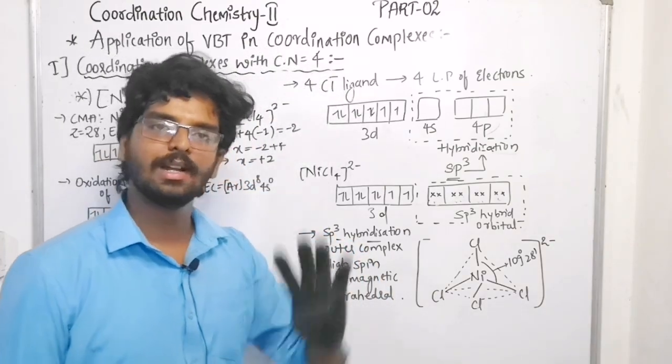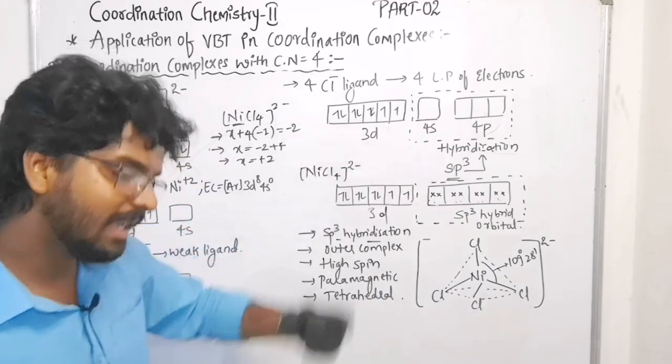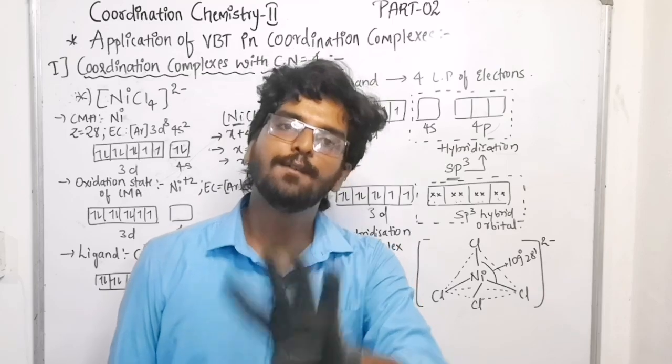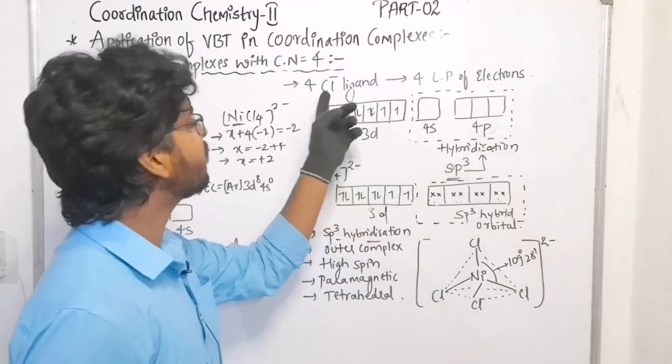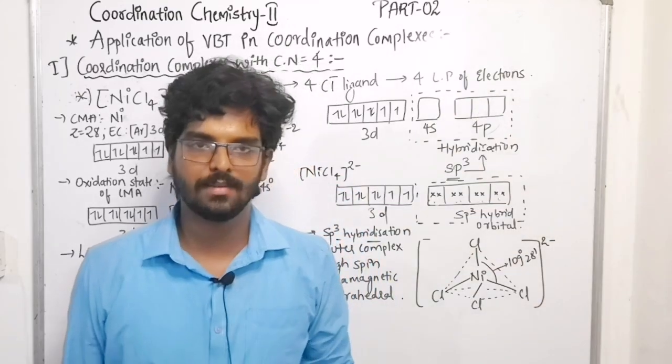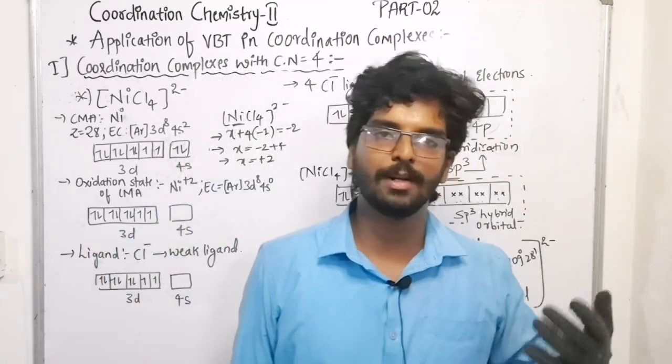So there are 4 Cl minus ligands. How many ligands are there? 4 Cl minus ligands are there. Each Cl has the capacity to donate 1 lone pair of electrons. That means 4 Cl minus ligands will donate 4 lone pairs of electrons. They donate 4 lone pairs of electrons.